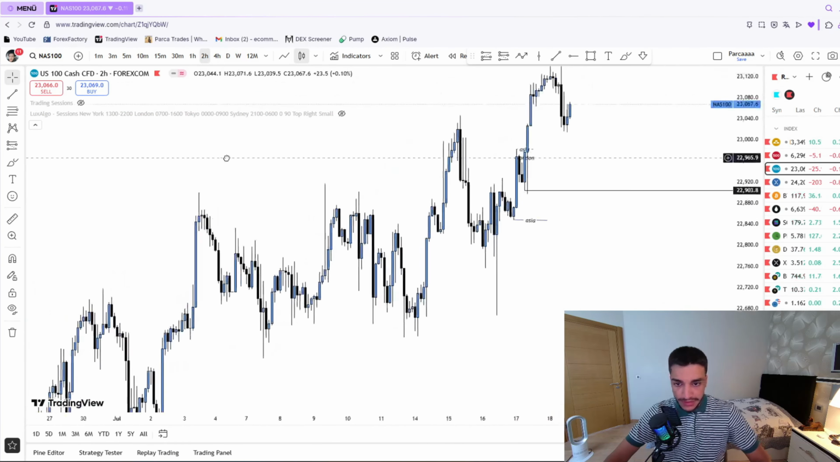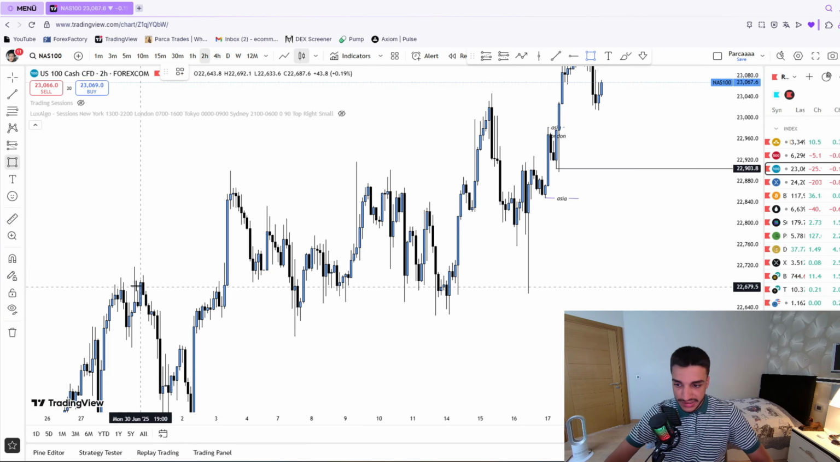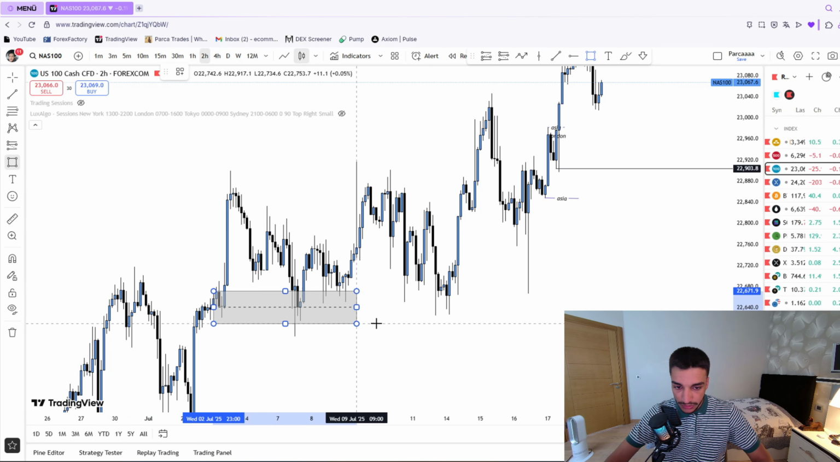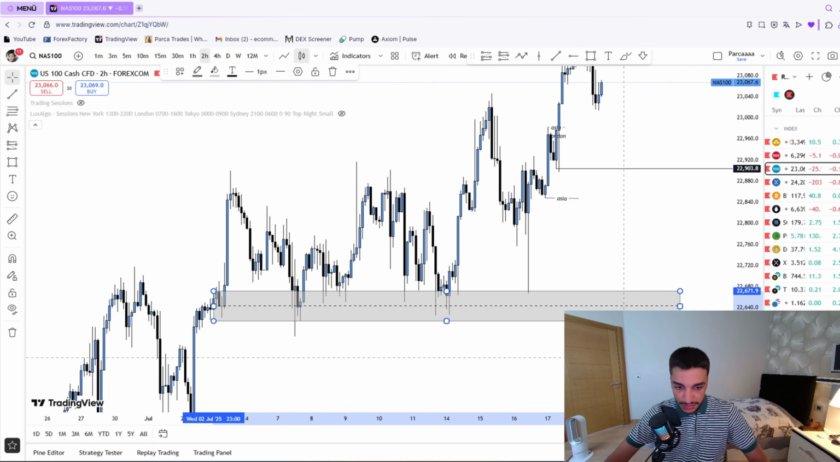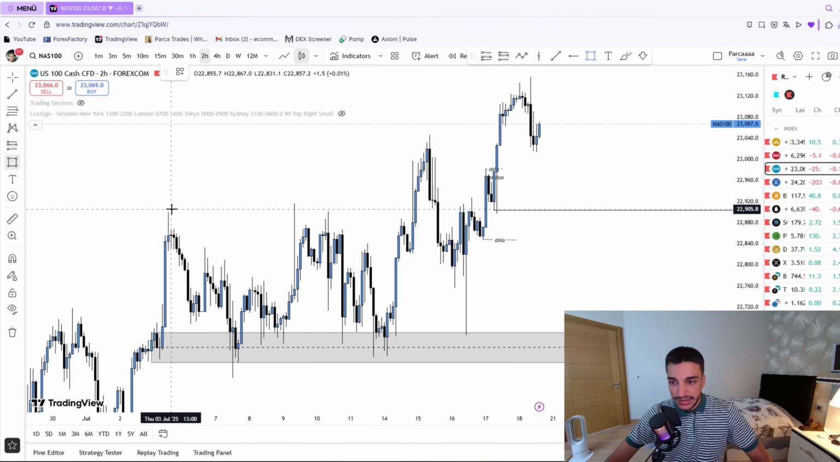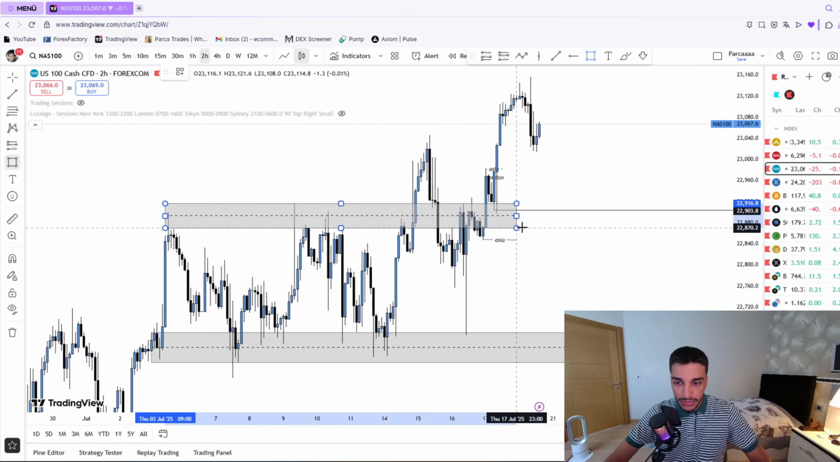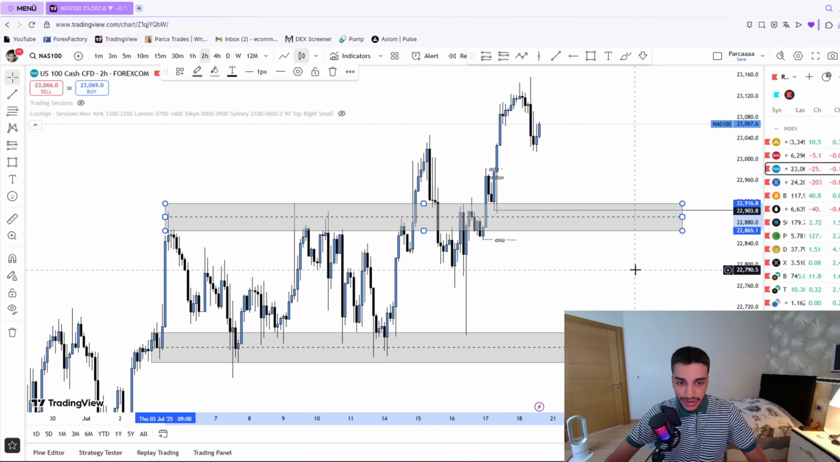Firstly, I'm going to draw a support and resistance area. All right. So this one I can call my support area, and this one I'm going to call my resistance area.